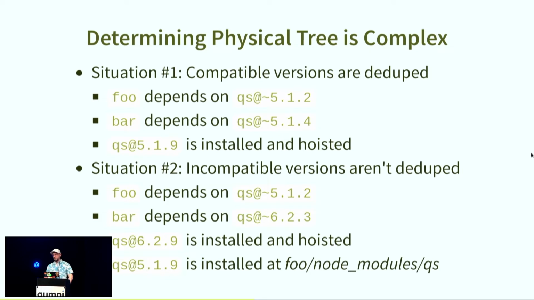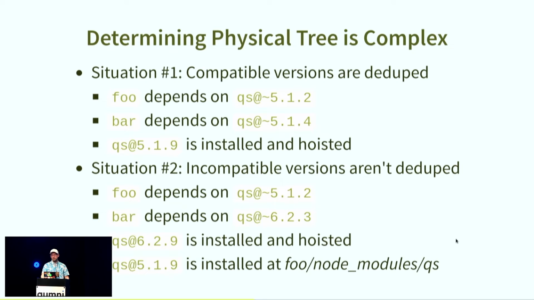However, sometimes there are incompatible versions. And so in the case that we have a foo and a bar package that both depend on QS, but in this case they depend on an incompatible version, one depending on version 5, one depending on version 6. In that case, only one of them can get hoisted up. So perhaps we would then hoist the one that's maybe the higher version, or you could imagine some algorithm deciding the hoisting rules for that. In this case, the other QS module ends up sitting as a child package of the package that depends on it. But there's other situations as well that are even more interesting.